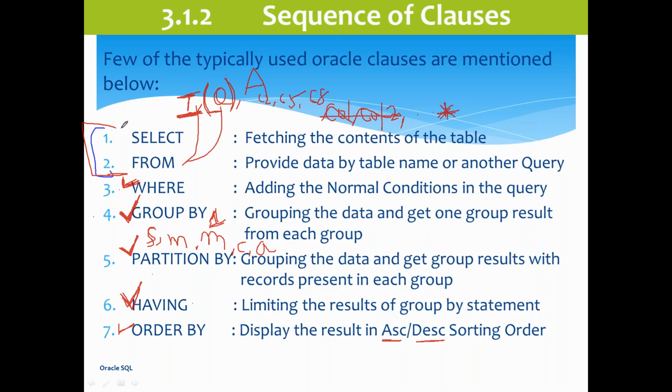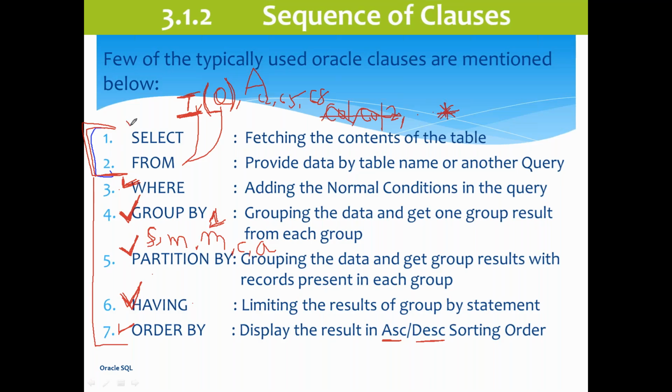So out of all these 7 clauses, the first 2 are compulsory, you need to write them, otherwise our query will be incomplete. And after that, the other 5 extra ones are there, which we give based on our requirement. No need to give them every time. Okay, and all clauses will be used only one time in one query.